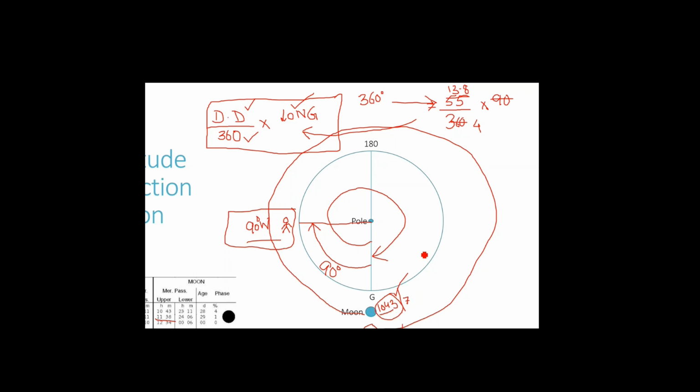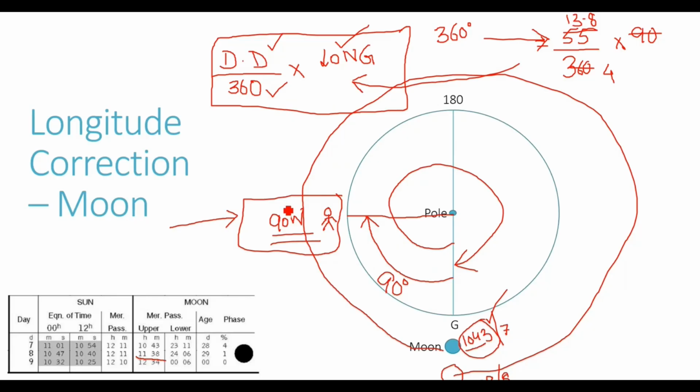Sir, if you add 1043 and 13.8, we'll get what, sir? The Marpas at 90 degree west. Sir, so this correction will be applied to the previous day's? Not necessary, beta. If you are in westerly longitude, the same day's correction will apply, right? Because this phenomenon has occurred before the moon has gone to 90 degree west. Let me show you. Just hold on.